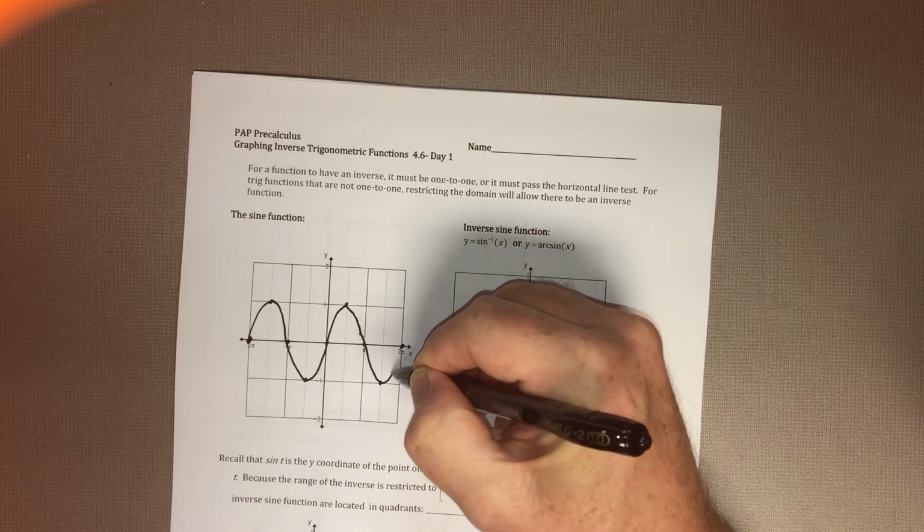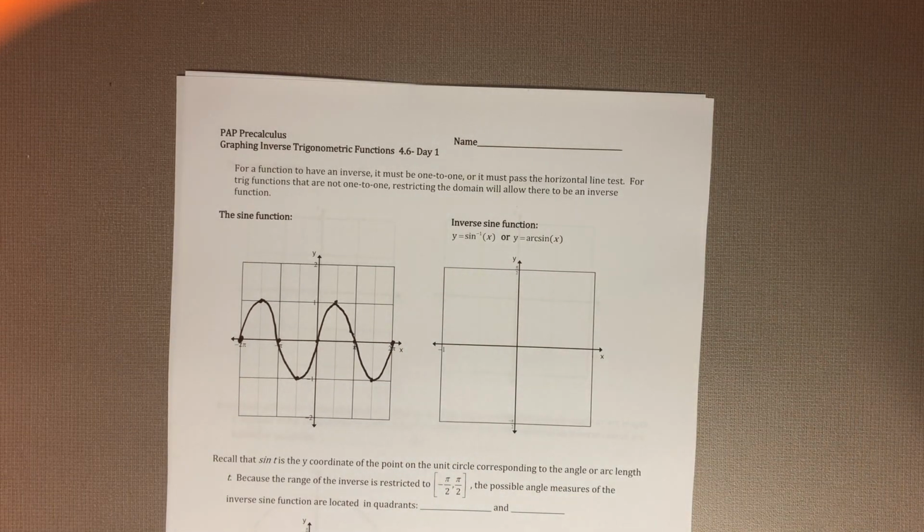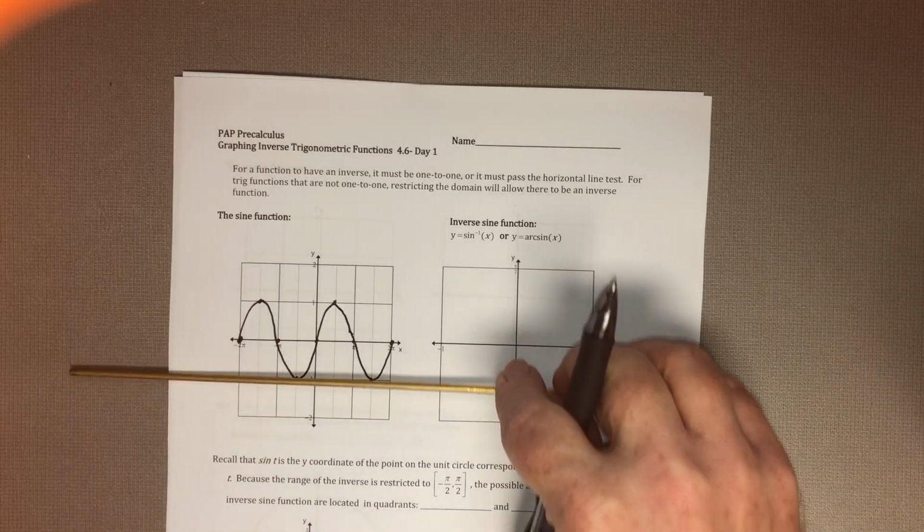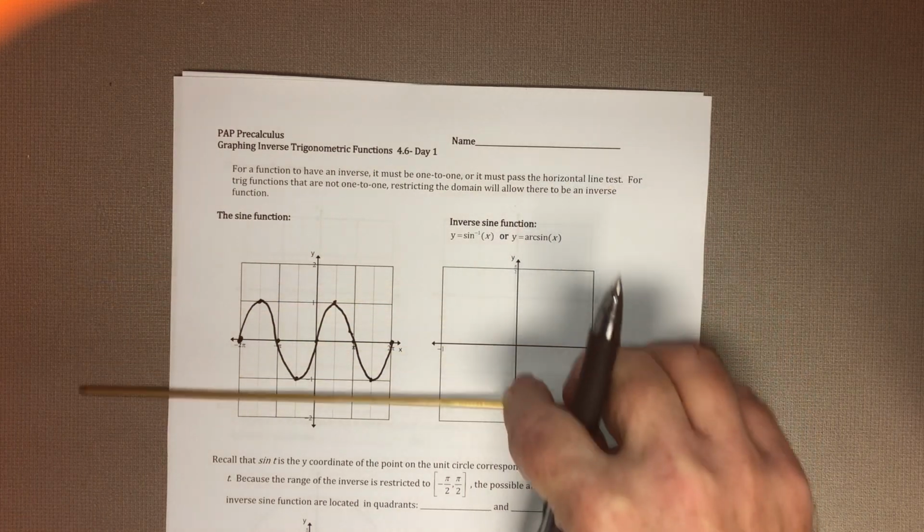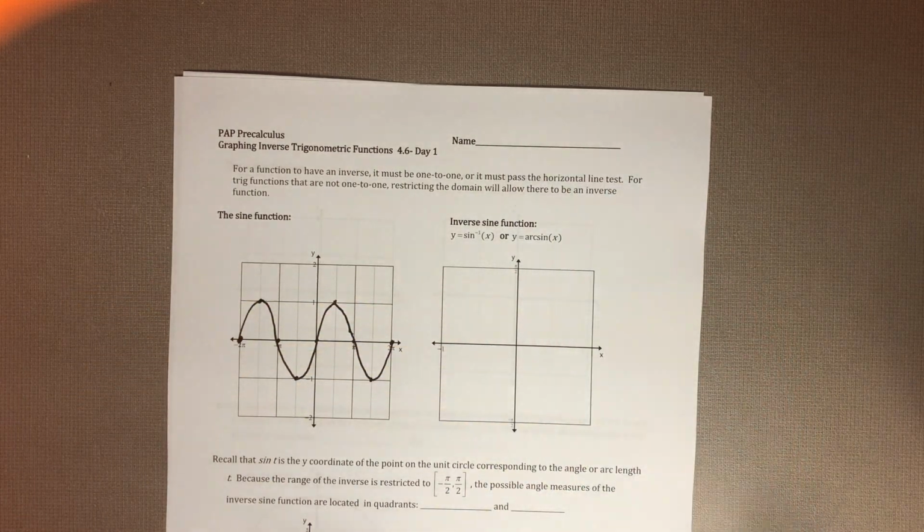Excuse me, let me get this graph here. And if you were trying to find the inverse, it would have to pass the horizontal line test. Well, it fails the horizontal line test all the way across.